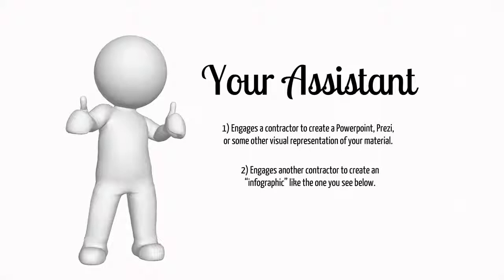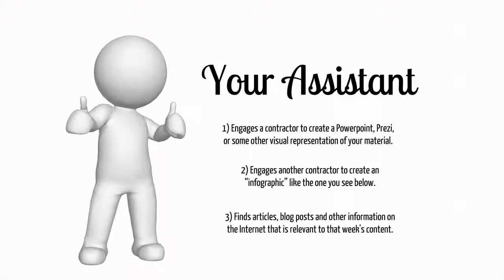Number two, your assistant will then engage another contractor to create an infographic like the one that you see below this video. And that's just a brief graphic that shows some of the main points of what you're talking about. And then finally, your assistant will find articles, blog posts, and other information on the internet that's relevant to that week's content. Because as I said, I recommend that you pick a theme for each week or each month.